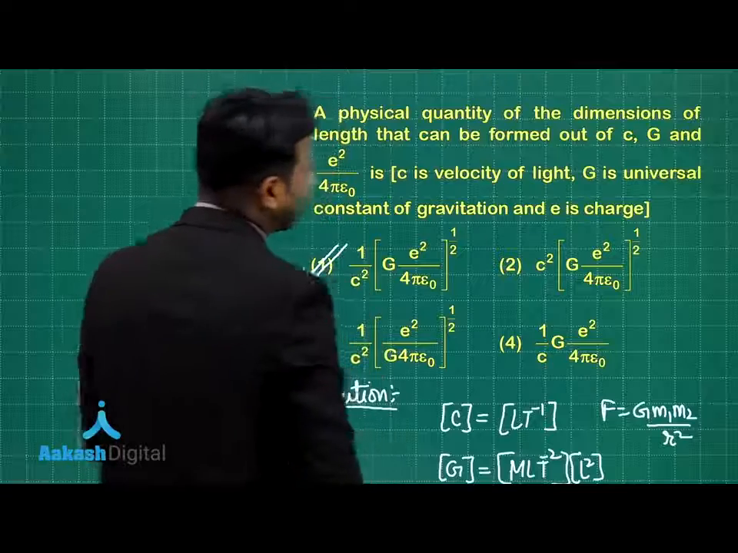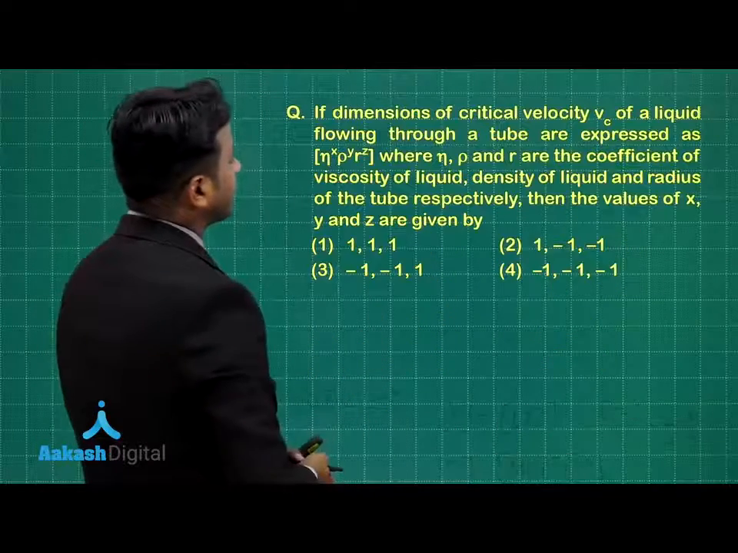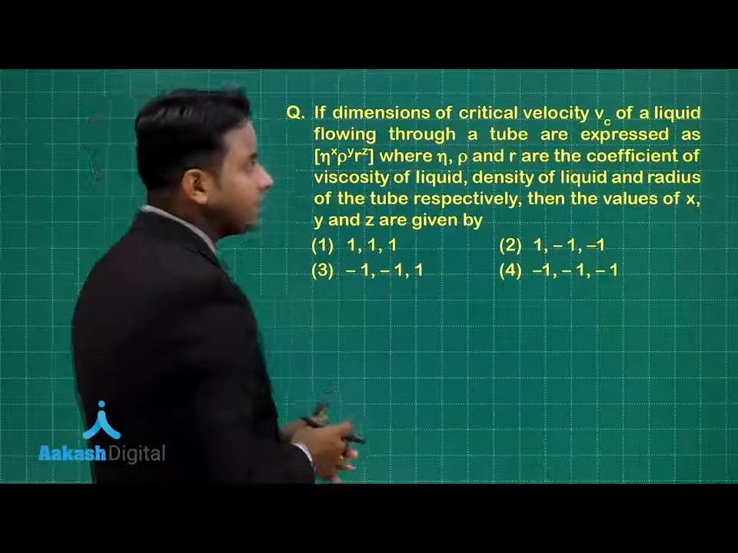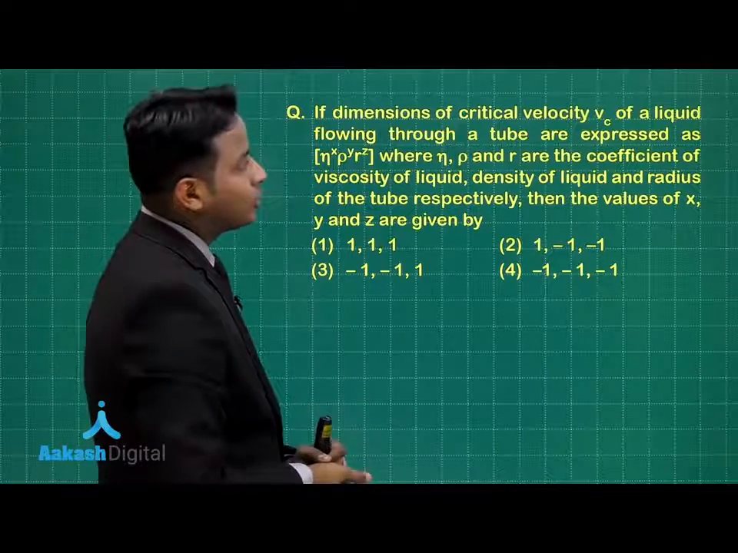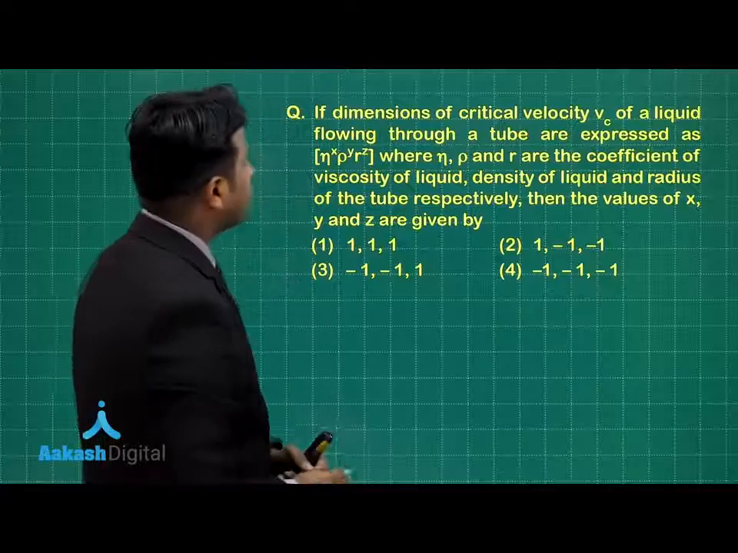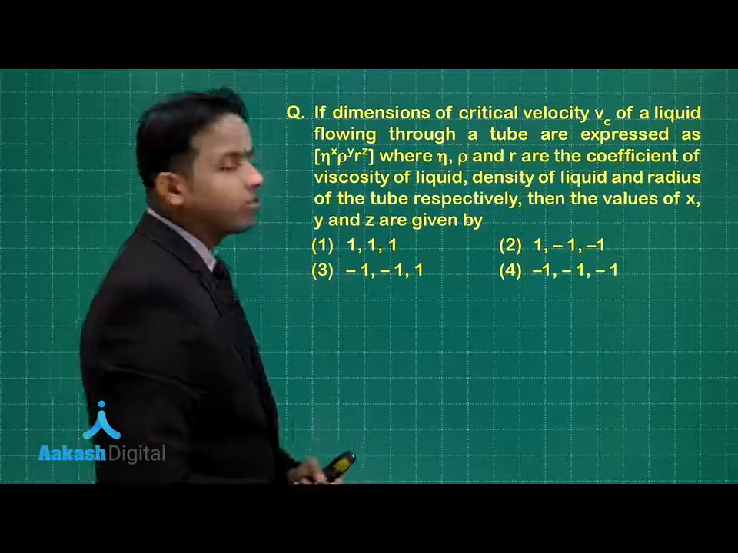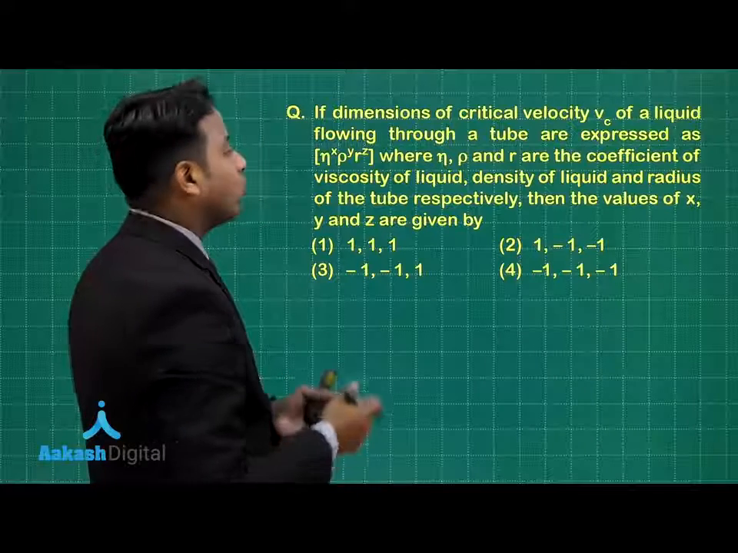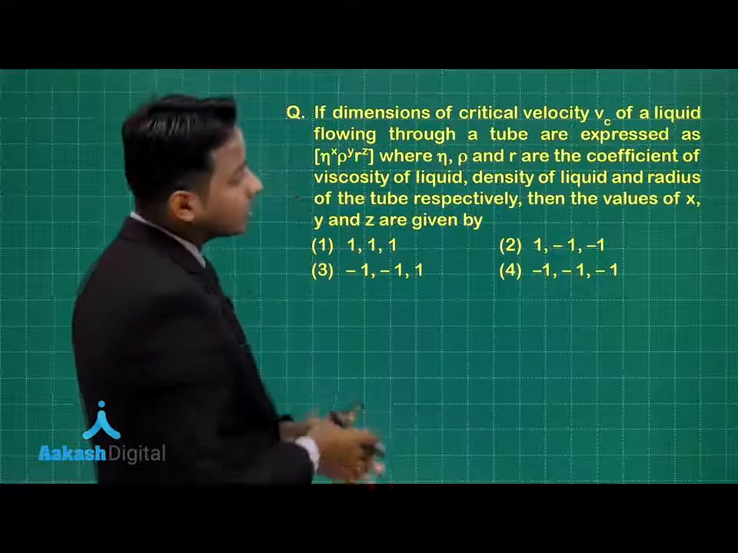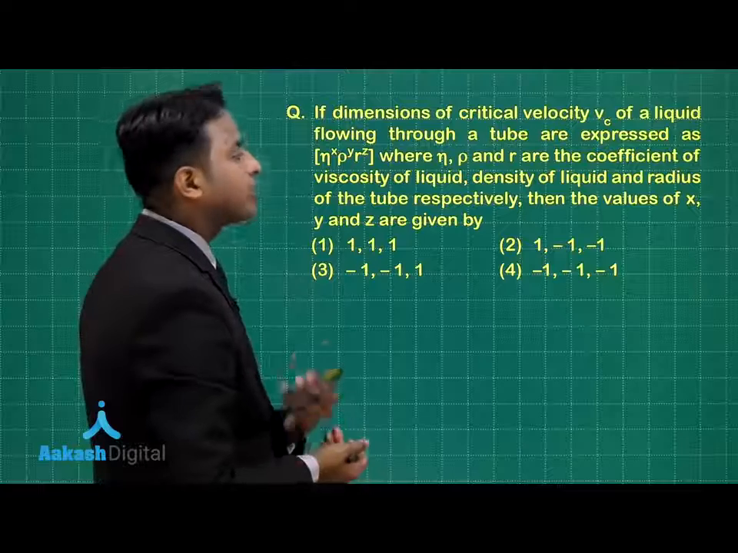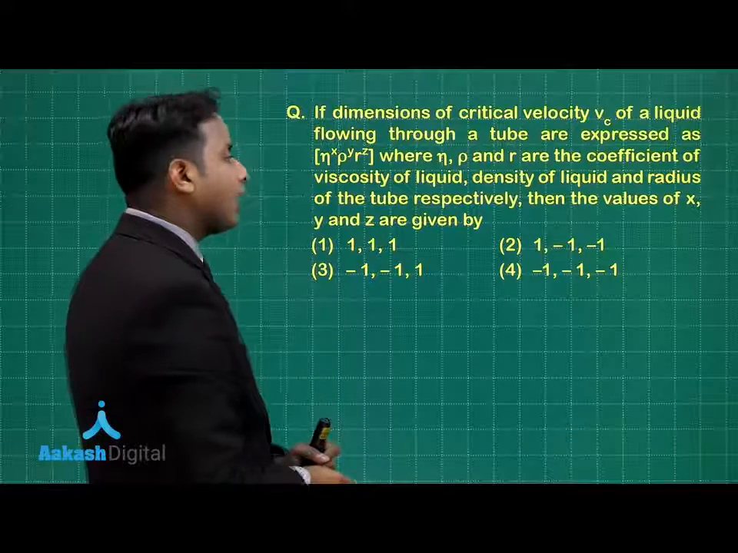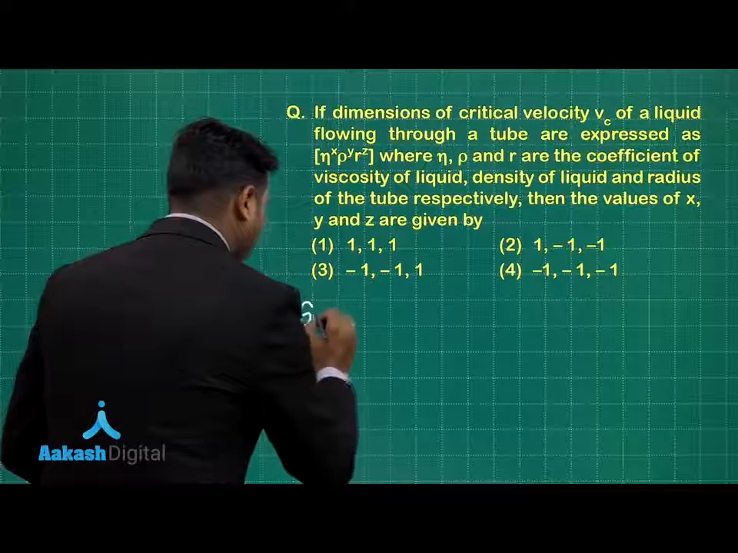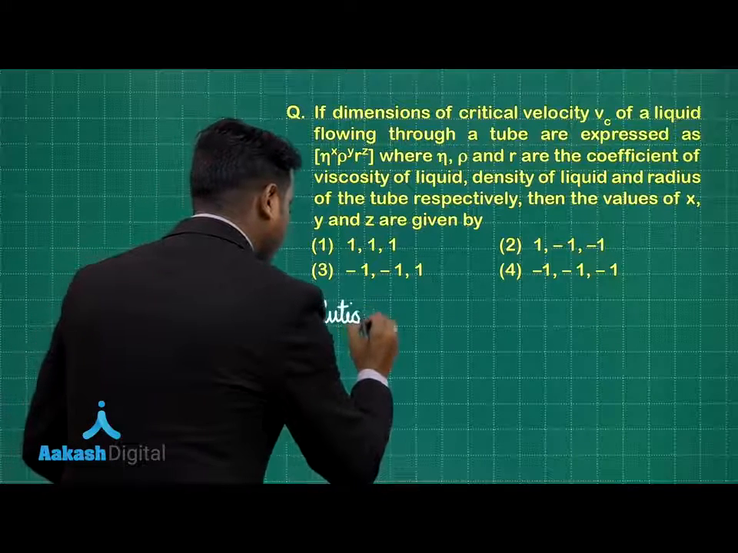So let's proceed further. Now the next question says, if the dimension of critical velocity Vc of a liquid flowing through a tube are expressed as eta to the power x, rho to the power y, r to the power z, where eta, rho and r are the coefficient of viscosity of a liquid, density of a liquid, and radius of the tube respectively, then the values of x, y and z are given by. So let's try to solve this equation.